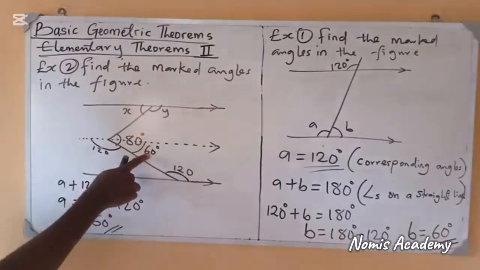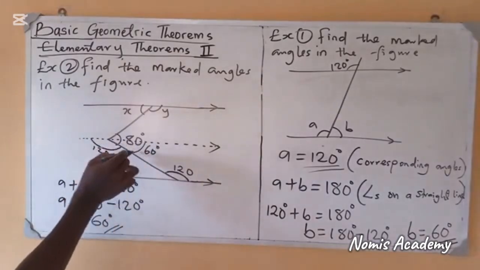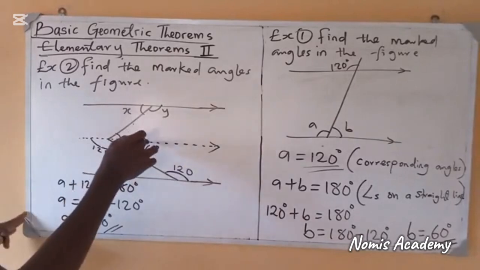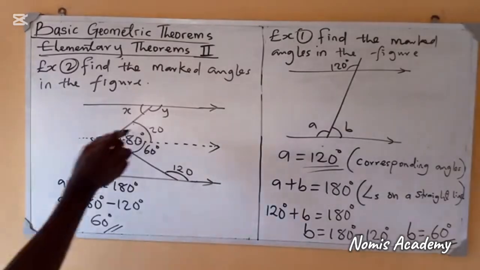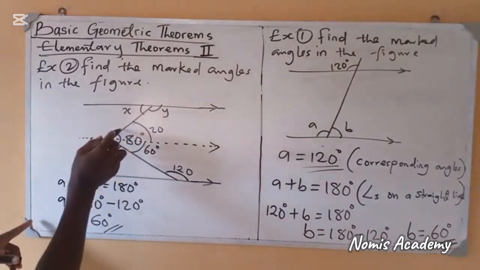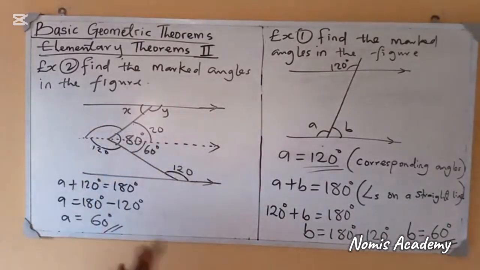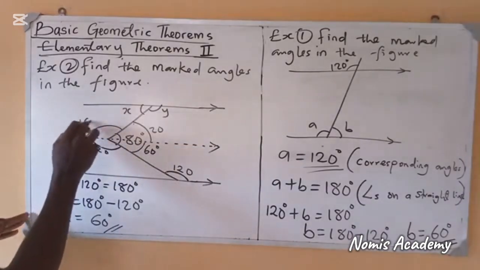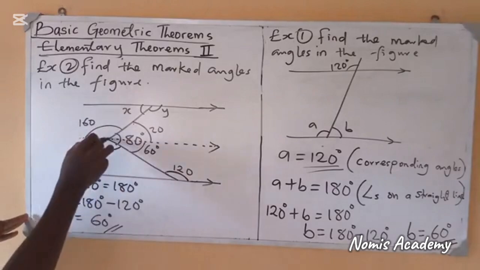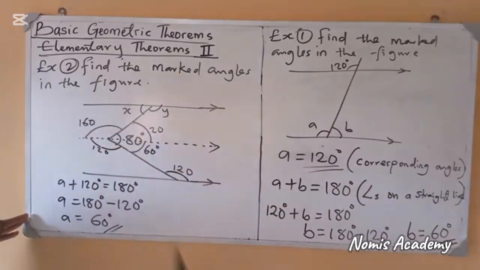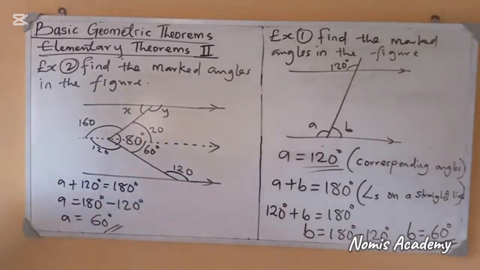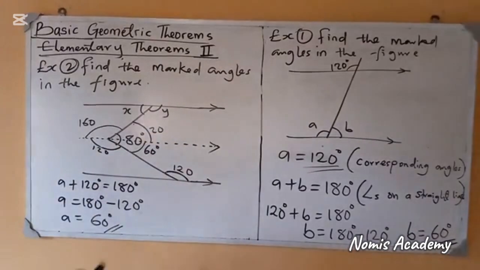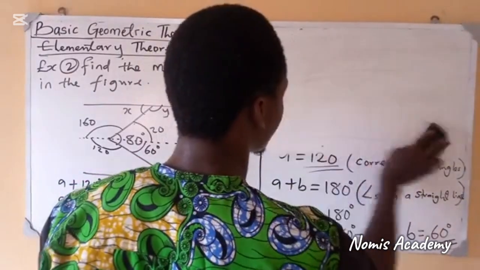So if here is 60 degrees, remember the sum of this angle and this angle is 180. So definitely this is 20 degrees. And then if here is 20 degrees, the remaining side is going to be what? 160 degrees. So here is 160 degrees. So you can see at this point 160 plus 20 is 180 degrees. 120 plus 60 is 180 degrees. Angles on a straight line.